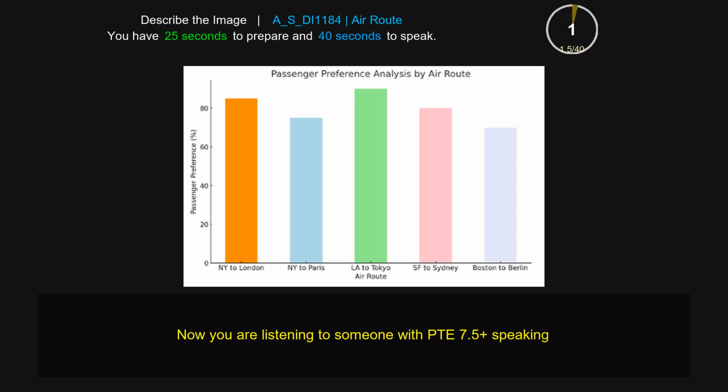This image is mainly about analysis of air route. Firstly, it is also about London and Paris. Secondly, it gives the information about Tokyo, Sydney, and Berlin. In addition, it gives the information about 80 and 60 and also about 40 and 20. Finally, it shows the different types of color red, black, blue, pink with the highest value and lowest value.